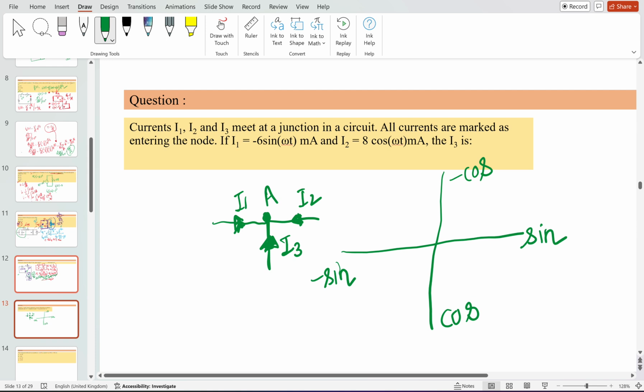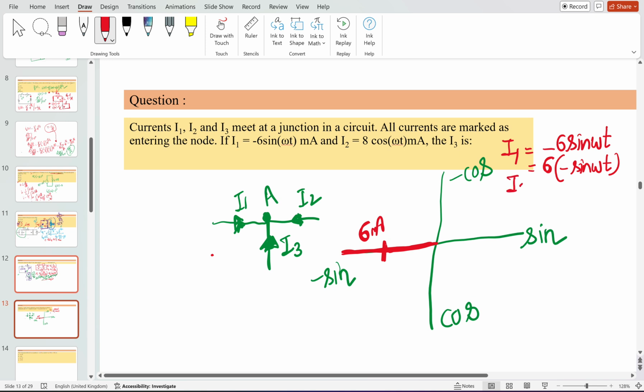What is the meaning of this? It means that suppose I1 is given as minus 6 sine omega t. So what is the magnitude here? It's 6, but it's a minus sine omega t. It means that this line is the minus sine omega t. So the magnitude is 6.